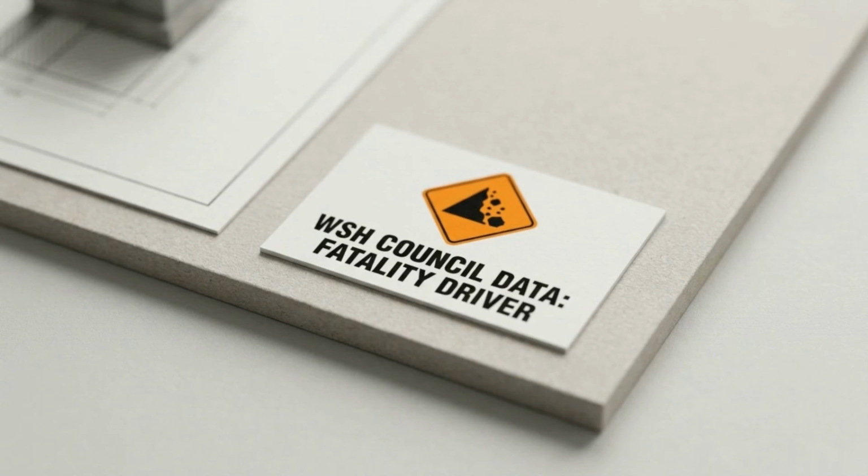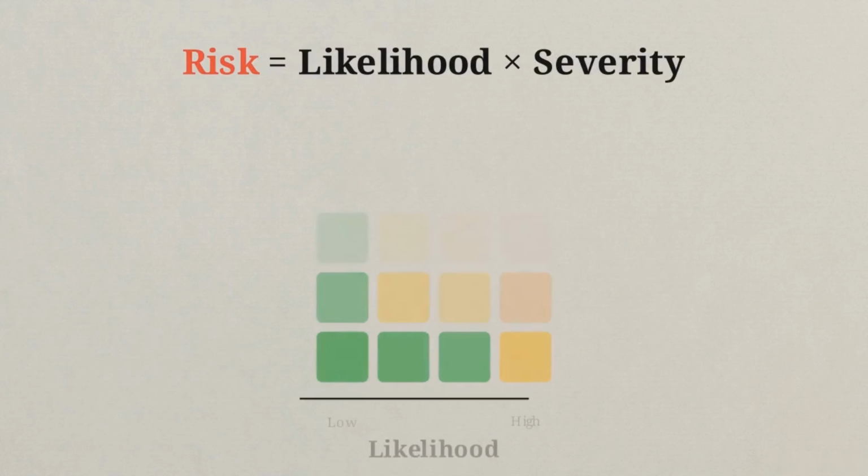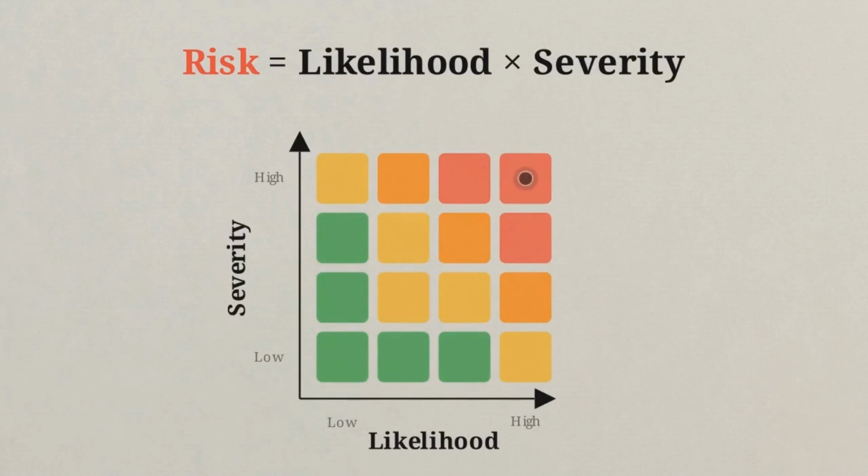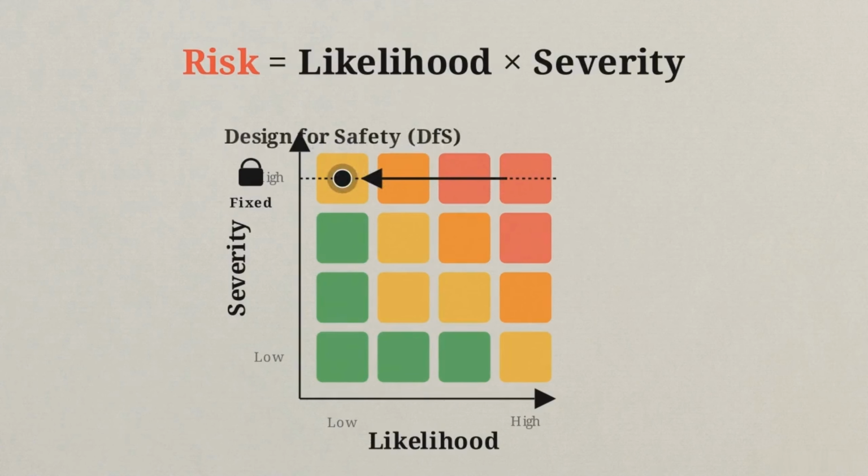Falling objects are a leading cause of site fatalities according to the Workplace Safety and Health Council. Analytically, we measure this through the science of risk: the likelihood of an event occurring multiplied by its severity. Because the severity is fixed, safety efforts must focus on reducing the mathematical likelihood of the event.